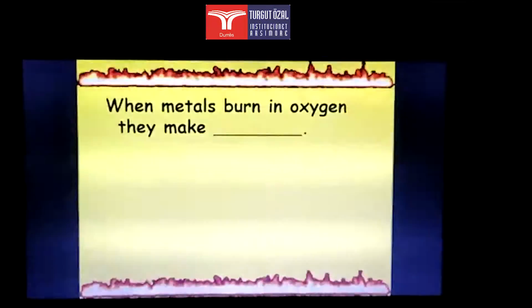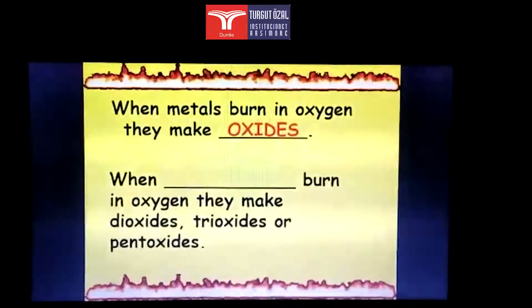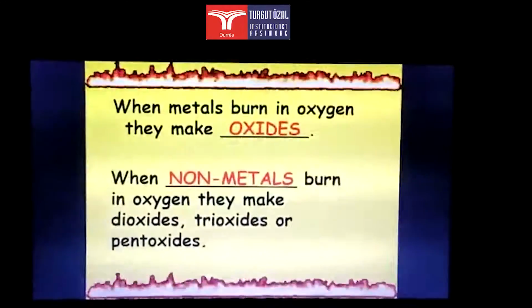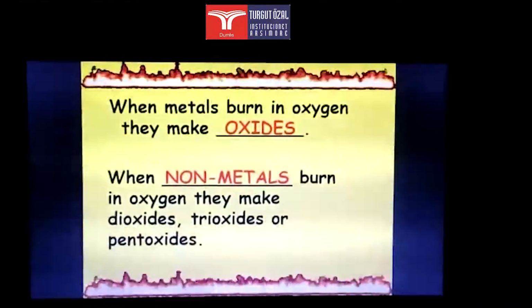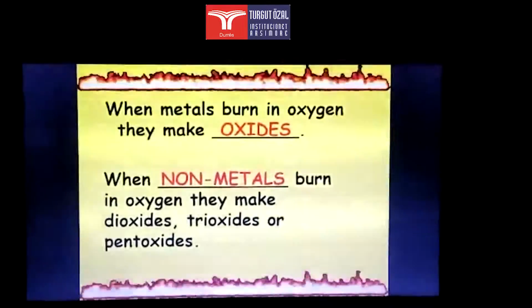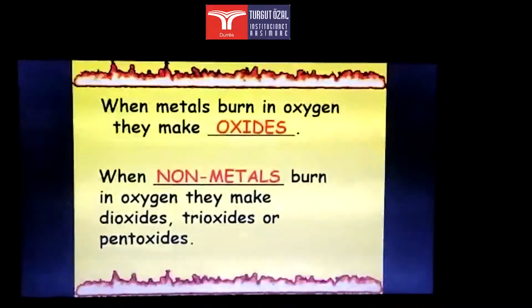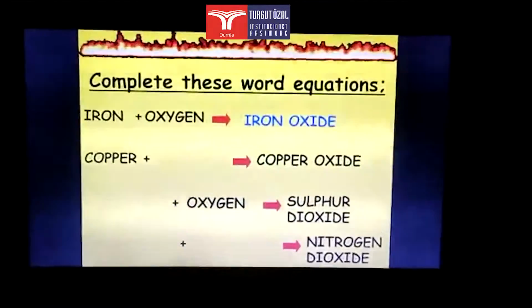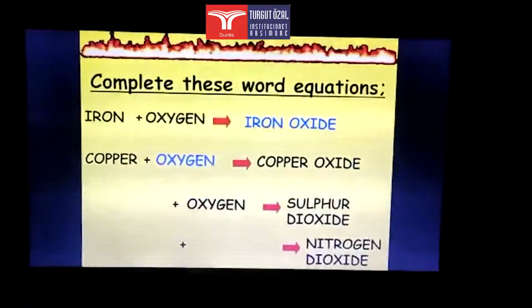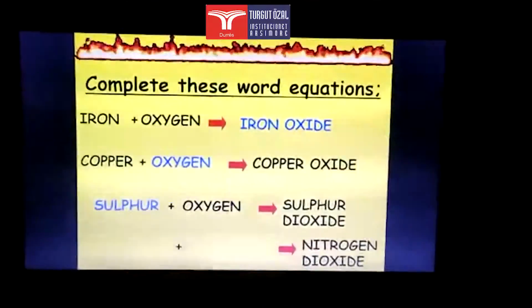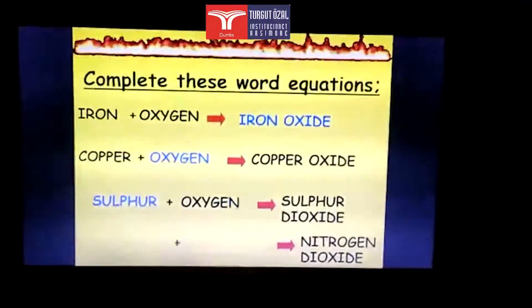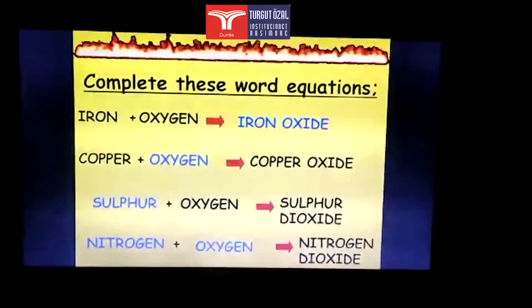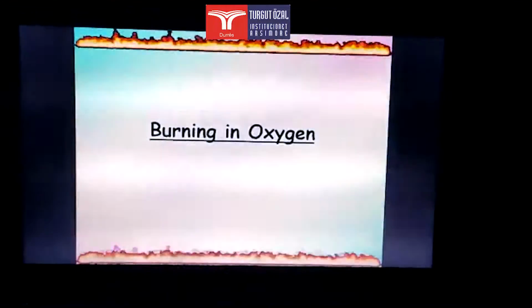When metals burn in oxygen, they make oxides. When non-metals burn in oxygen, they give dioxides, trioxides or pentoxides. Remember, for the non-metals, we add the prefixes. Complete these word equations. Iron plus oxygen will give iron oxide. Copper plus oxygen will give copper oxide. Then, sulfur plus oxygen will give sulfur dioxide, and nitrogen plus oxygen will give nitrogen dioxide.